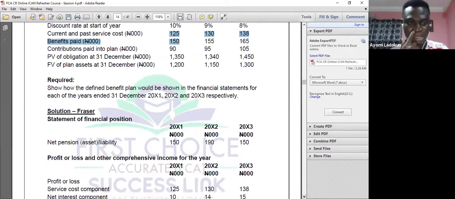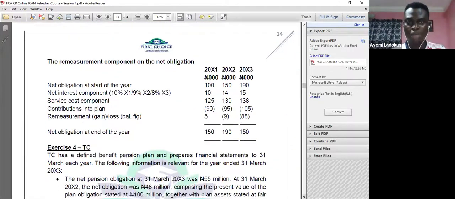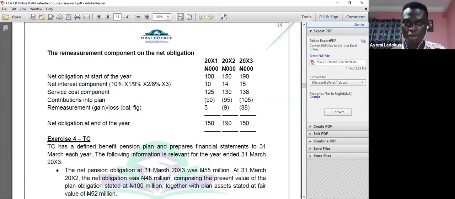Let's take a look at that pro forma. Okay, so let's see. Can you see now? So this is it. Did you remember we talked about this 100? Did you remember I talked about this 150 and of course 190? So now do your net interest component, just 10% of this 100. Can you see that? And of course, what is this one? Is that a typographical error there? I'm sure if you do the calculation, you have this 14 and of course this 15.